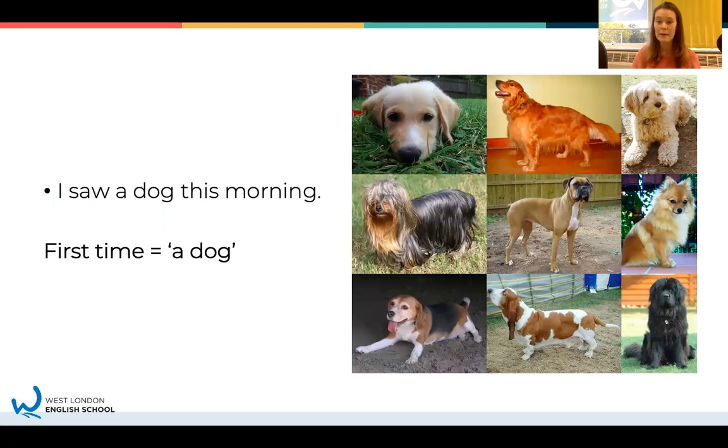So here we can see lots of different dogs. If I say to you, I saw a dog this morning, it's the first time that you're hearing about the dog. It's a dog. It could be any dog. It could be any of these dogs. You don't know which dog I'm talking about. I'm just telling you for the first time, I saw a dog this morning.